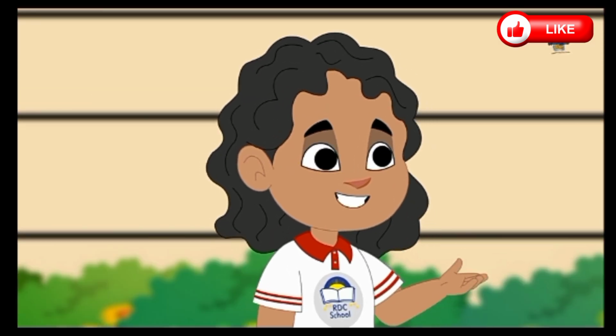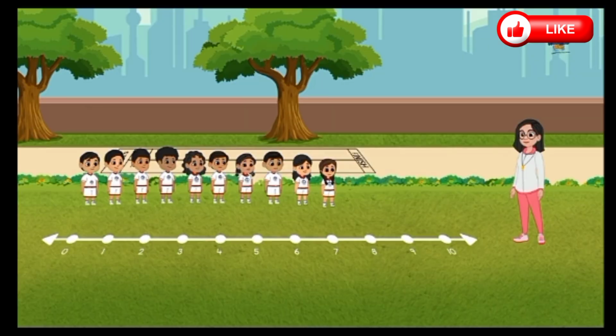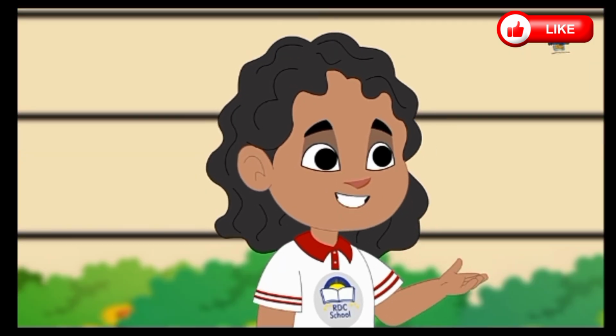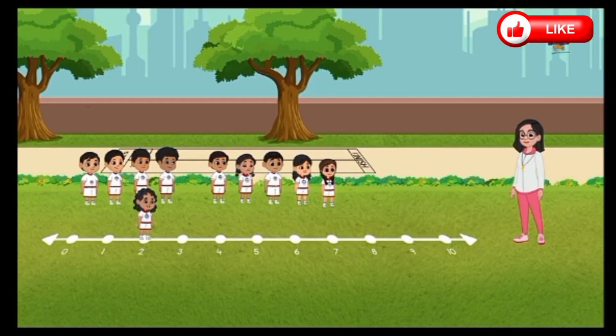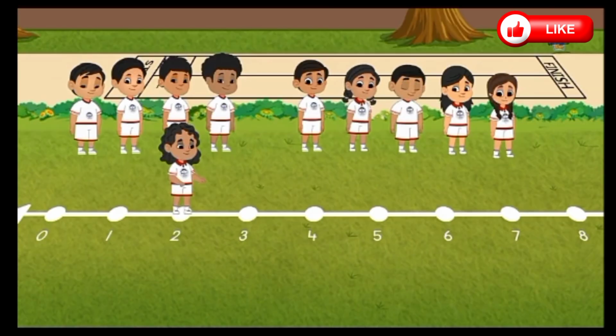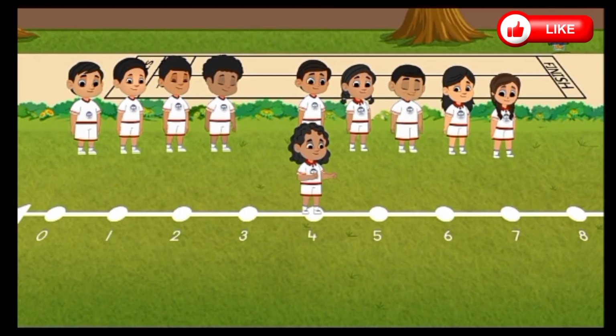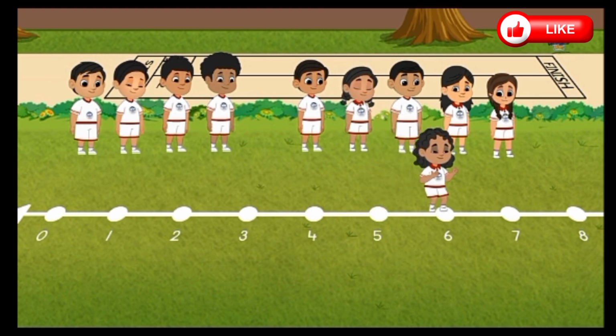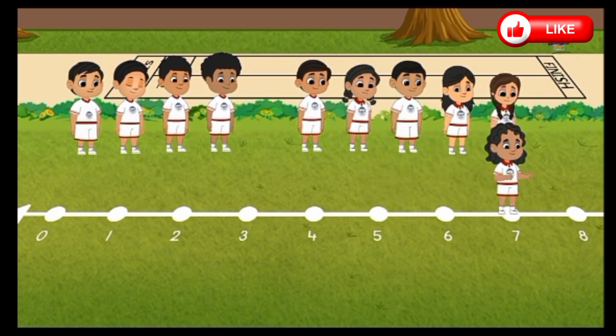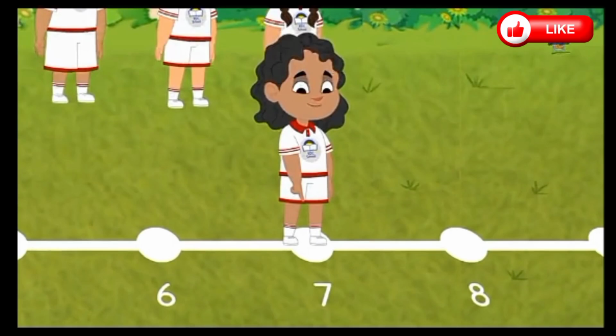Wow! This is an interesting way of adding numbers. I also want to try it out. Okay, Sia, come ahead. Sia, can you go and stand on number 2 on the number line? Okay, teacher. I'm standing on number 2. Now, start counting from number 2 and jump 5 numbers ahead and see the number you land on. I landed on number 7, teacher.